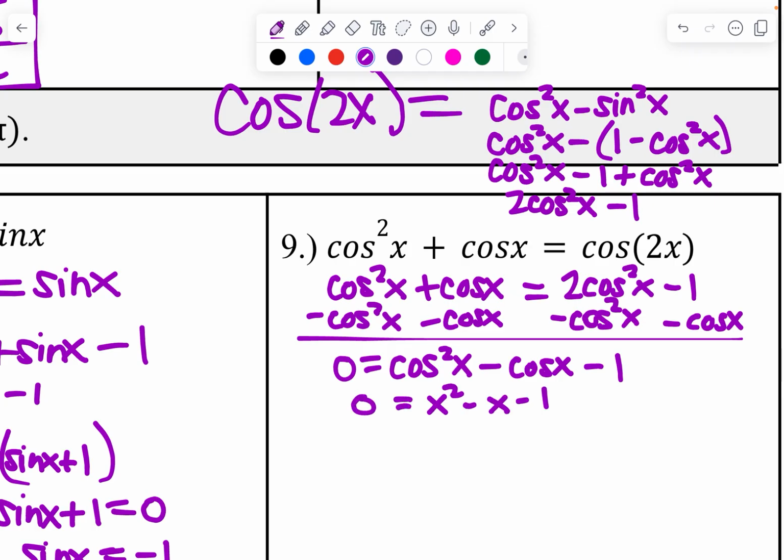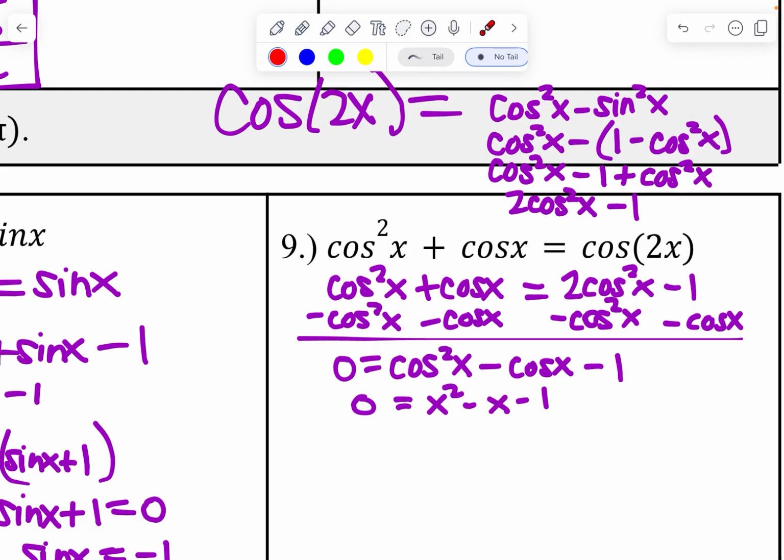That's not factorable. I cannot multiply to -1 and add to -1. So we aren't able to factor this. We've got to use another method. Can't use square roots because of the linear term. So we're going to use quadratic formula. We got to use quadratic formula. If we have a quadratic that's not factorable, can't use square roots because of the linear term.